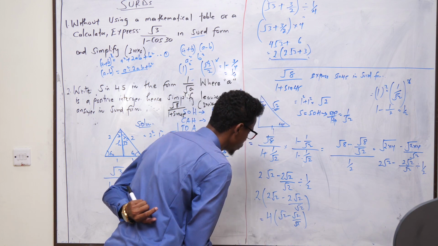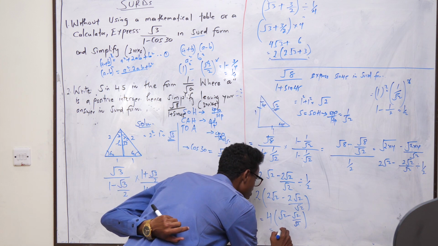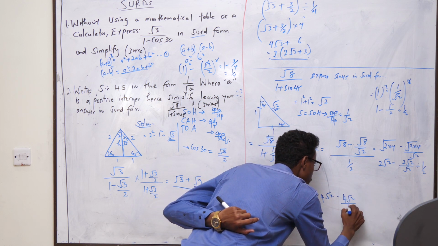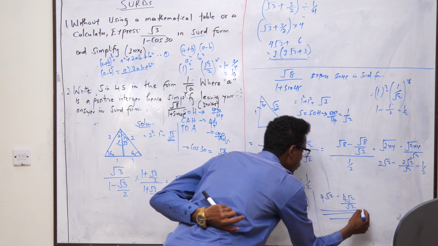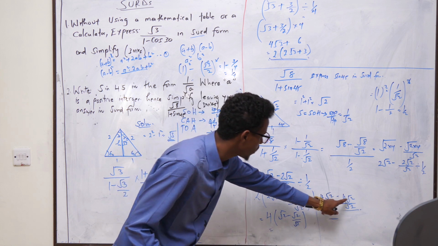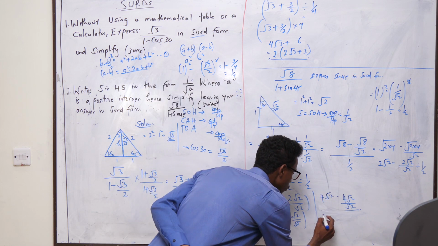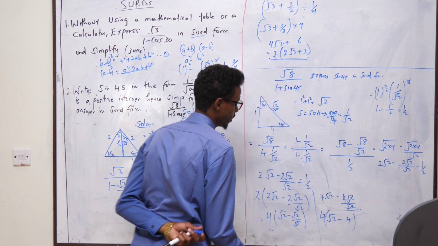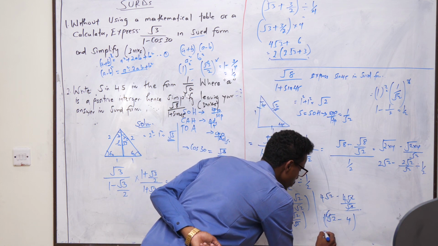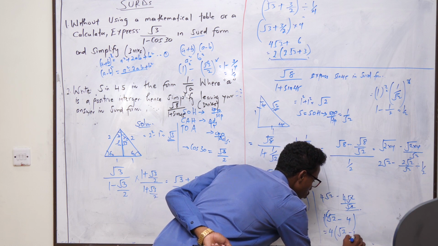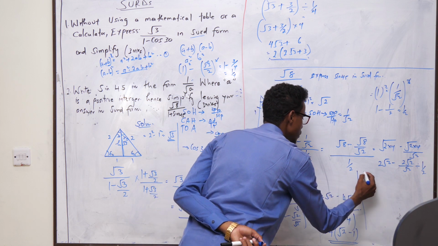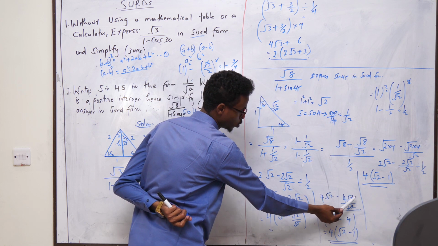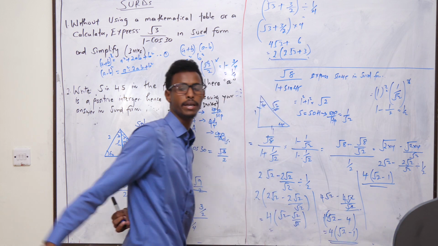Let's continue. It will be 4 root 2 minus 4 root 2 over root 2. Once you reach here, you're going to see you have root 2 over root 2. Now they will cancel one another. You're going to get 4 into bracket root 2 minus 1. And that is the final answer, 4 into bracket root 2 minus 1, because we simplified root 2 over root 2.